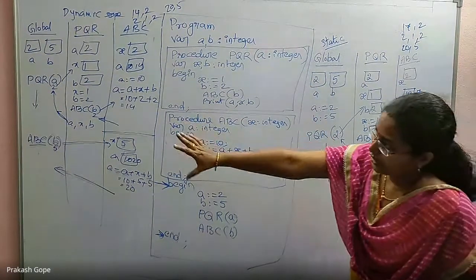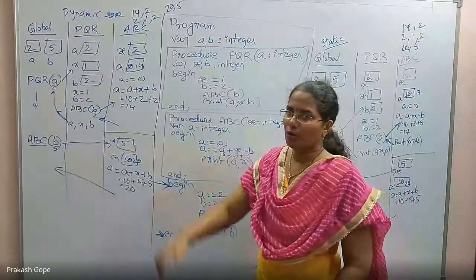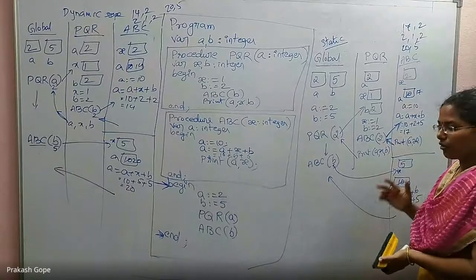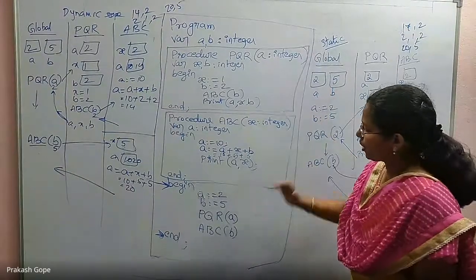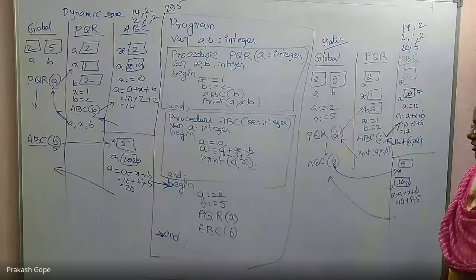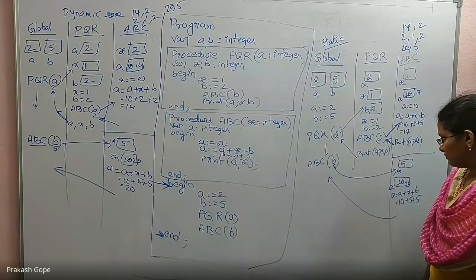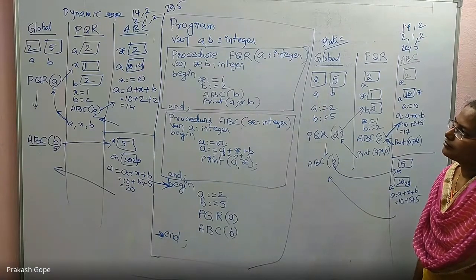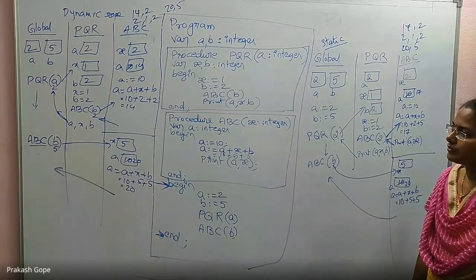But that was during execution, calling environment changed. This one is not like the calling environment; the code is fixed. So its outer block is always fixed. That's the difference. Is it clear? Static and dynamic scope.